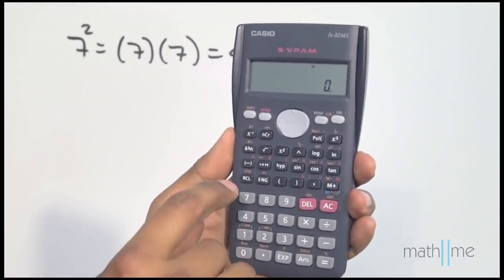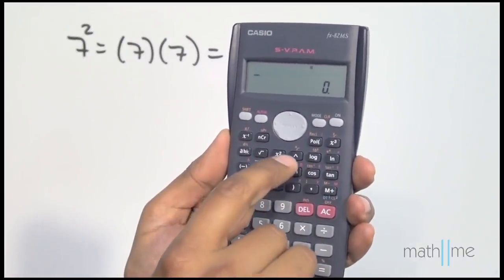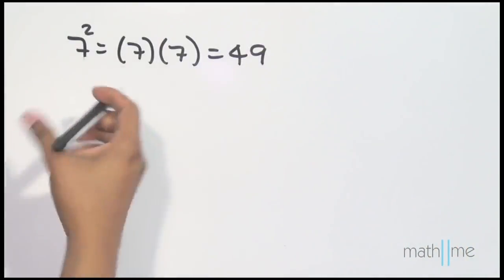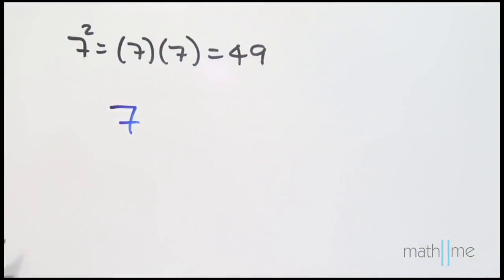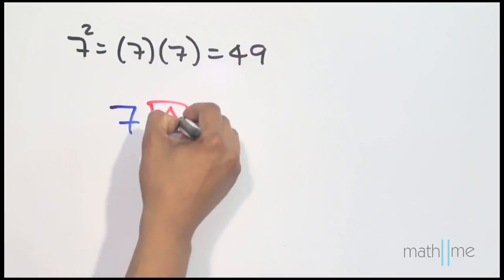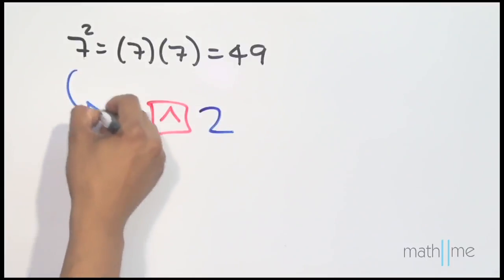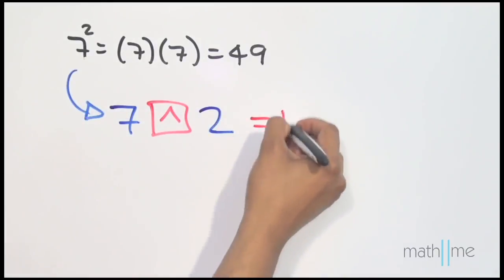First, you need to know the button for the exponent. In this calculator it looks like this, and just follow the next steps. 1. Press the base, which is 7. 2. Hit the button of exponents. 3. Press the exponent, which is 2. And finally, hit the equals button to get the answer.